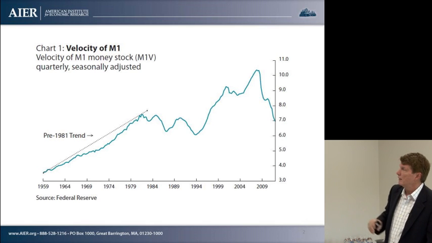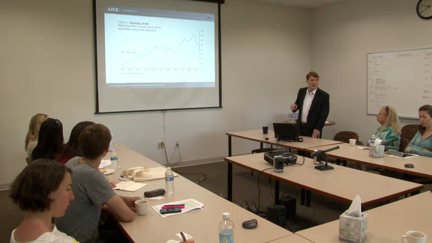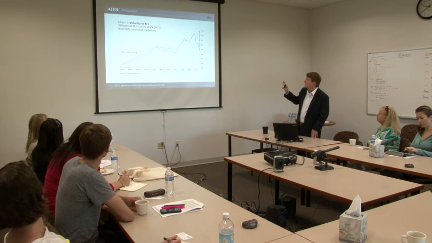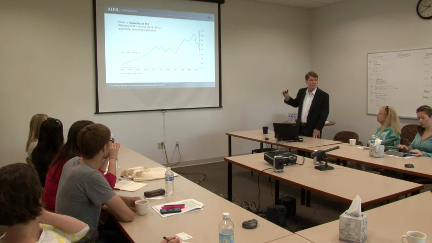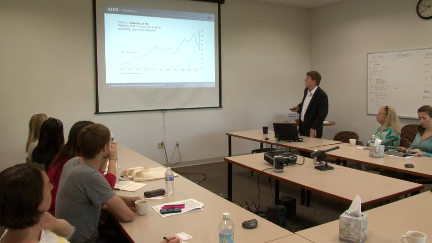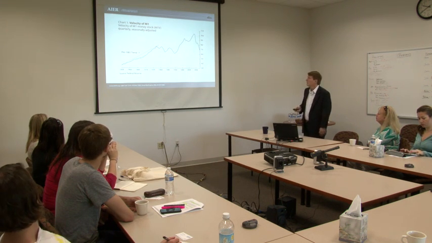As you can see, right around 1980-81, something drastic changed in velocity. So when a core variable like this shifts, we pay attention. This is the velocity of M1. There is a velocity for each monetary aggregate, so I want to make it clear which one we're talking about.